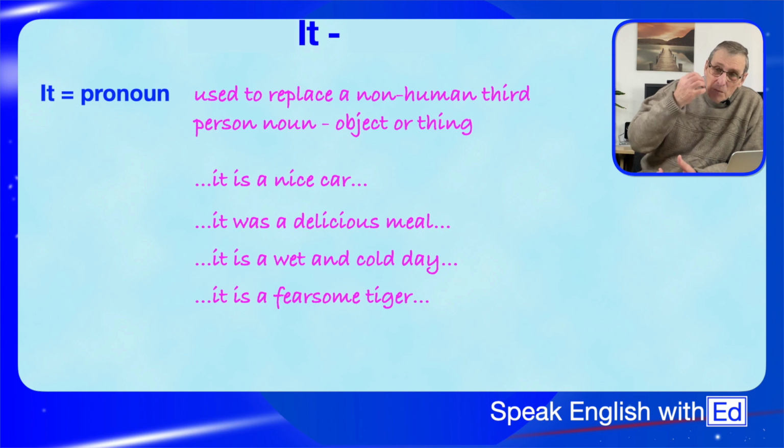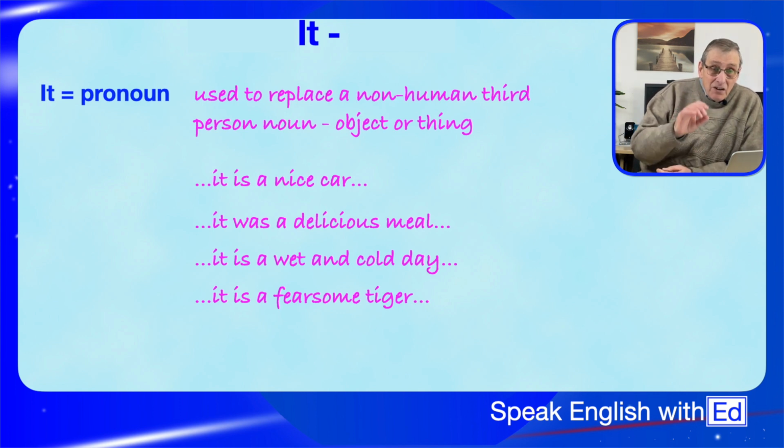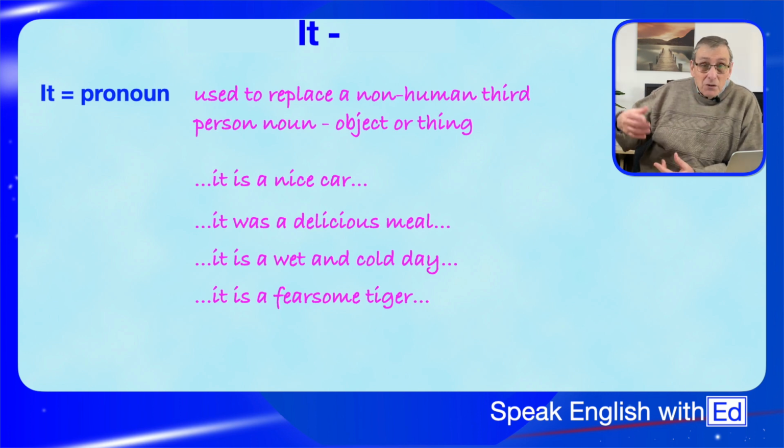It is a pronoun. It's used to describe objects and things. Now, animals can be described as an object as well. You don't have to describe an animal. You can use its name, you can use its pronoun, say the tiger is a fearsome tiger. But once you've established that you're talking about a tiger, next time you would say it, a pronoun.